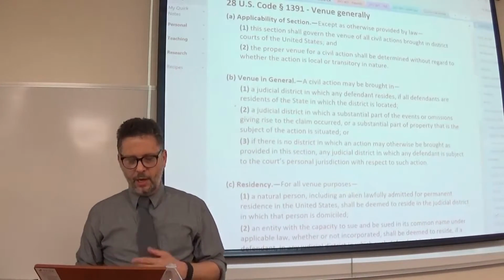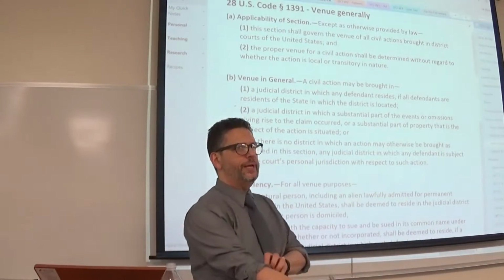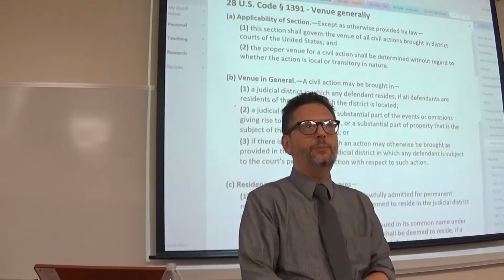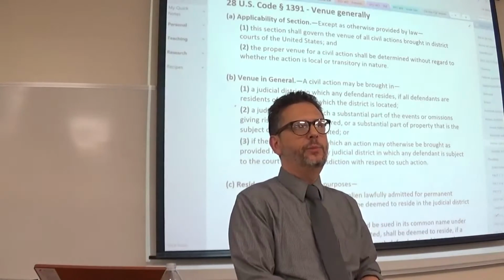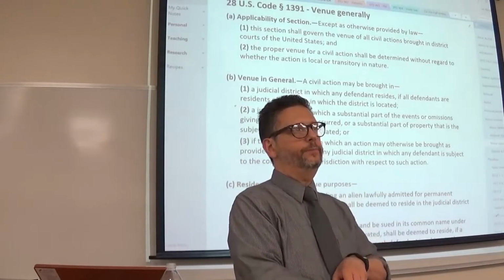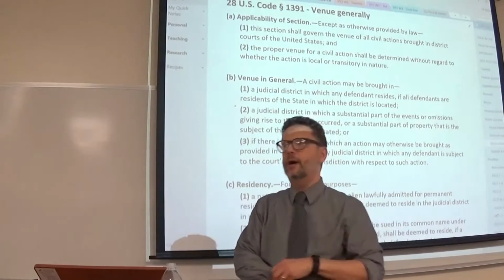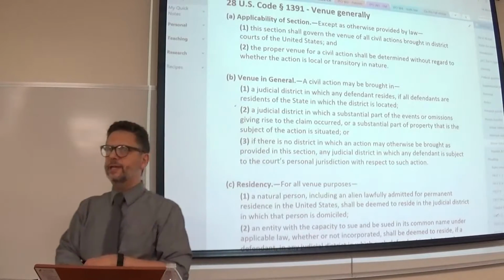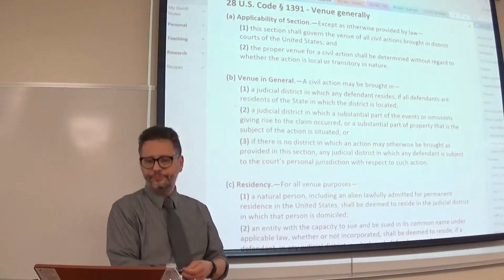All right. 1391 is the general venue statute. Remember that it does not apply to removed cases. Venue in a removed case is measured by looking at the district that corresponds to the state court. If the case is originally filed in federal court, then in most cases we're going to use 1391.